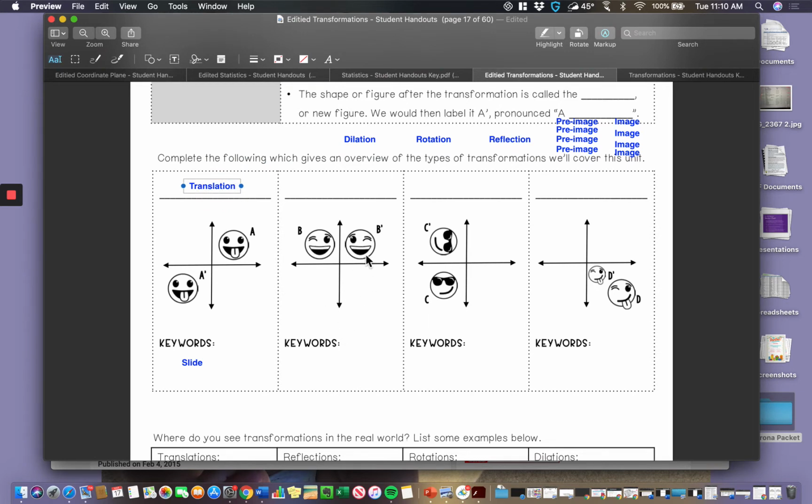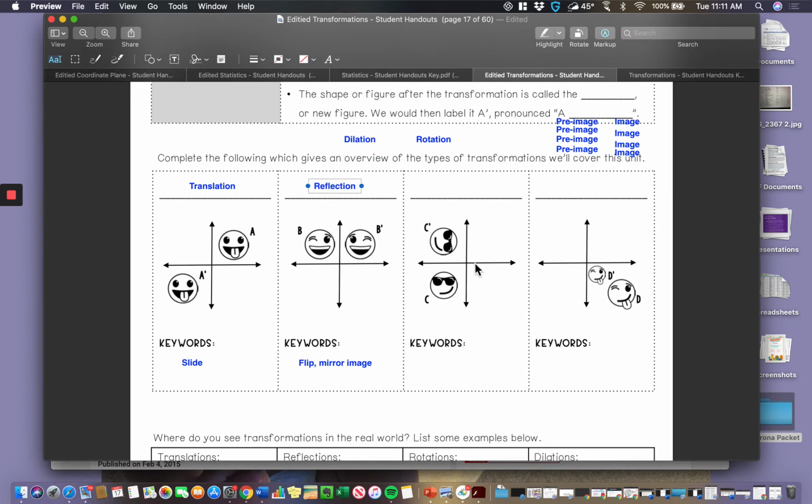On this one right here, we have something that looks like it's being flipped, like a mirror image. When you look in the mirror and hold up your right hand, it looks the same on both sides. So we're going to fill in these keywords here: flip or mirror image. And if I say mirror image, you should know that that is your reflection.